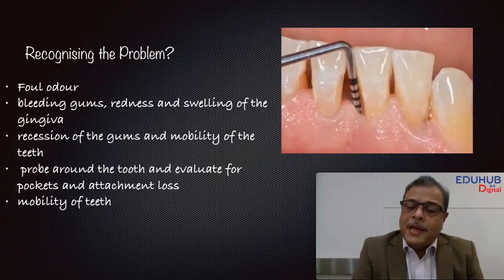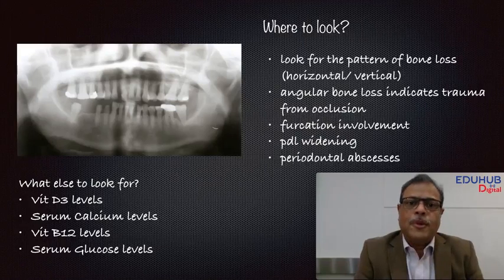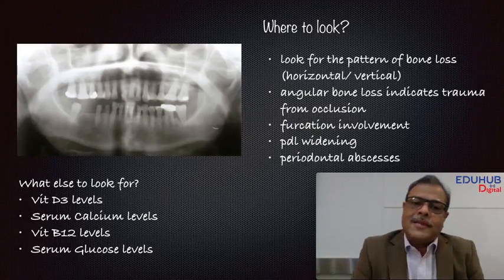Mind you, these teeth are mobile not only because they lost bone, but also because they are now in a compromised occlusion because of migration. So, let's look at this case and start understanding how do we go ahead with this case. This is our case for the day.